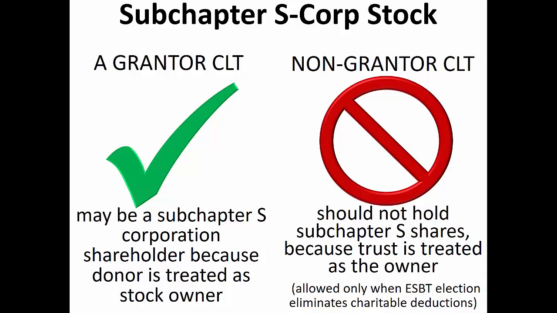This is not the case, however, if the shares are held by a non-grantor charitable lead trust. The non-grantor charitable lead trust is a separate taxpayer from the donor. Because the trust is not a person, its ownership of Subchapter S corporation shares is not permitted under the Subchapter S corporation rules. There is one exception that permits a non-grantor charitable lead trust to own such shares. This arises if the trust chooses to make an ESBT, for electing small business trusts, election. Such an election is usually undesirable for the non-grantor charitable lead trust, as any income earned from the shares may not be deducted as a charitable gift when transferred to charity.